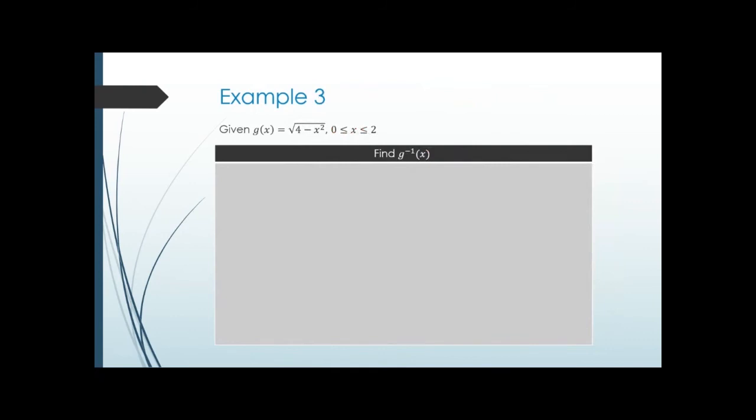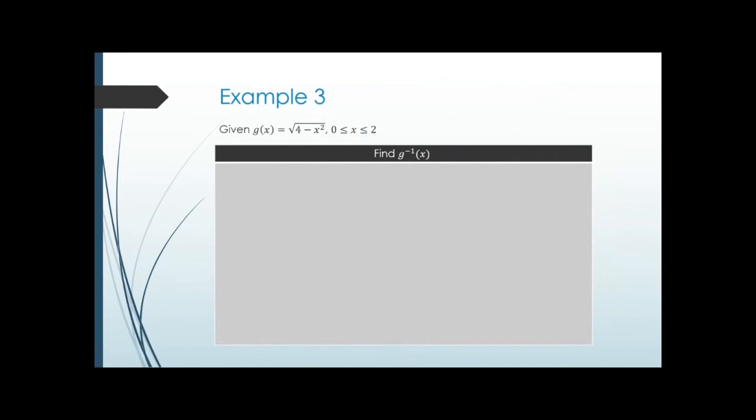Okay, and then this one, I didn't put in the domain and range because we have to restrict the domain. This g of x doesn't have an inverse unless you look at it over a certain domain, or if you restrict the range in the other direction. So in order to have an inverse, we have to say that we're only looking at x between 0 and 2. So we want to find the inverse.